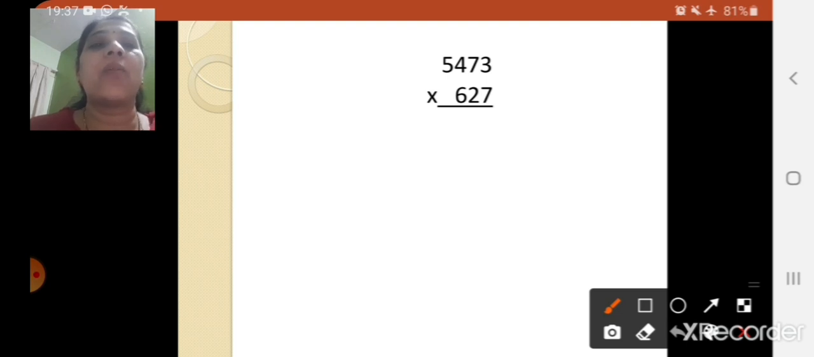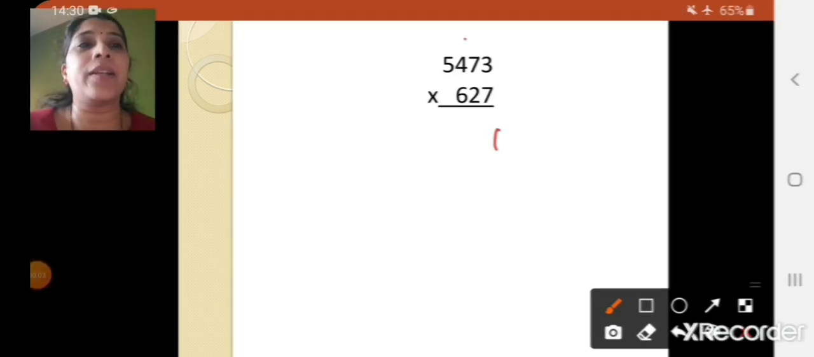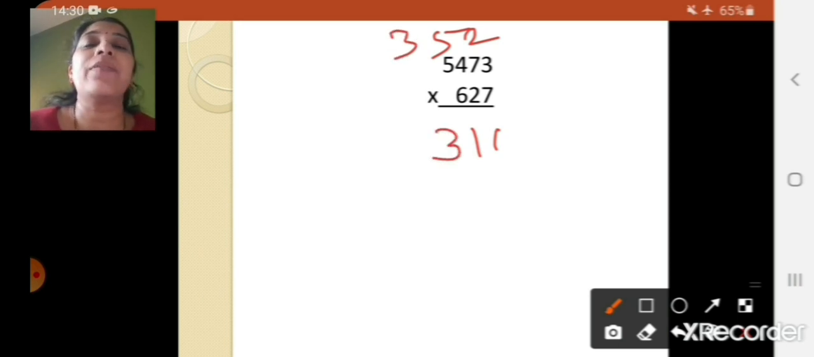7 threes is how much? 21. So 1 written down, 2 carried over. 7 sevens are 49. 49 plus 2 is 51. So 1 written down, 5 carried over. 7 fours are 28. 28 plus 5 is 33. So 3 written down, 3 carried over. 7 fives are 35. 35 plus 3 is 38. So 38 written down.